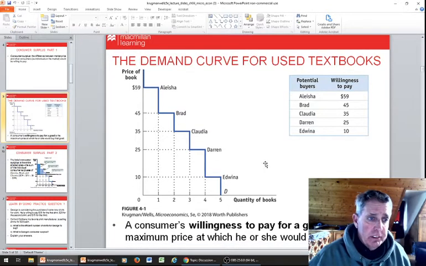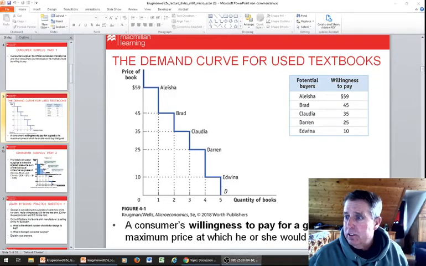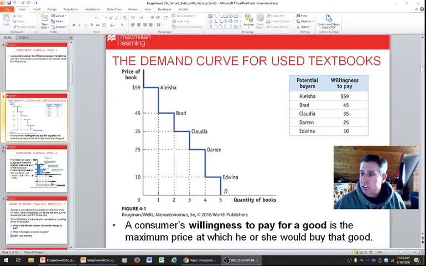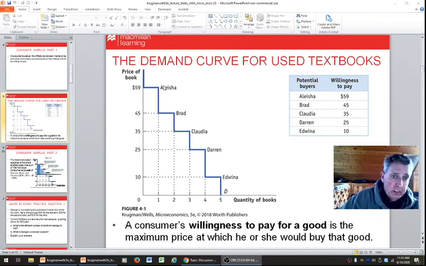Okay, back to this. Demand curve. The consumer's willingness to pay for a good is the maximum price at which he or she would buy that good. And you can see that what they're trying to show here is that everybody's different. Alicia would pay more. Her willingness to pay is $59. Edwina is like $10. That's it. So this is a very complicated way to look at a demand curve, but you get the picture here. Different people have different willingness to pay for items.